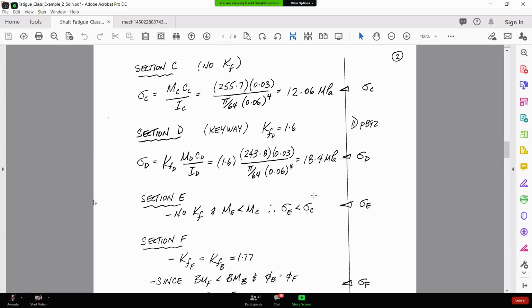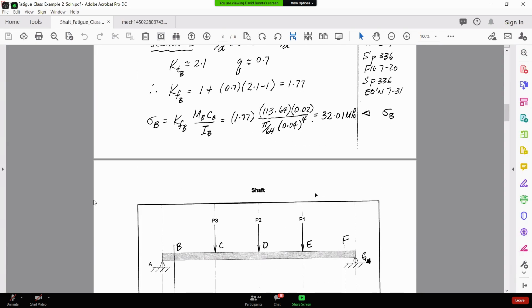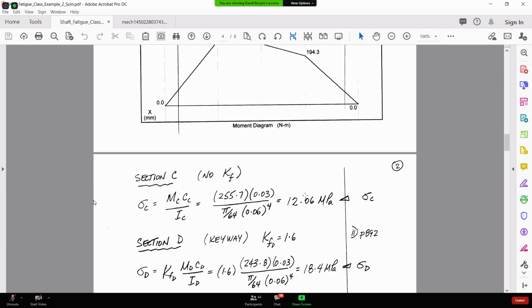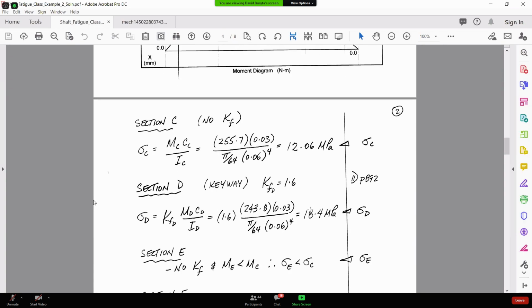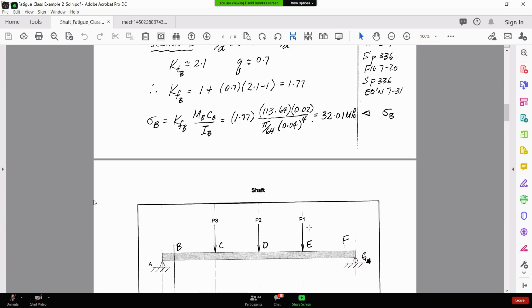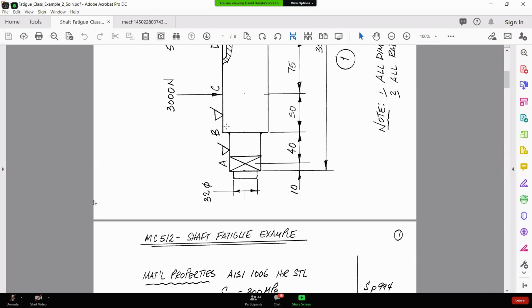So then what we do is we look at each one of these sections, okay? We say, okay, at B I had 32, right? At C I had 12, at D I had 18, right? So which one's the worst case? Well, we predict failure to occur right here, at this shoulder, okay?